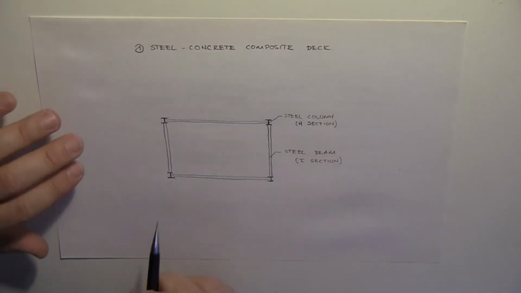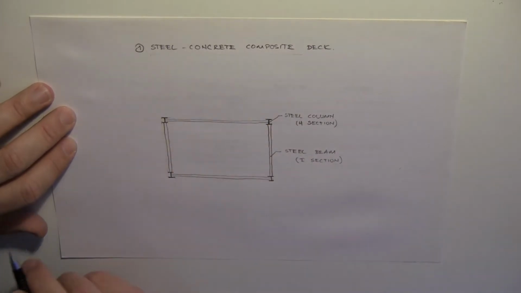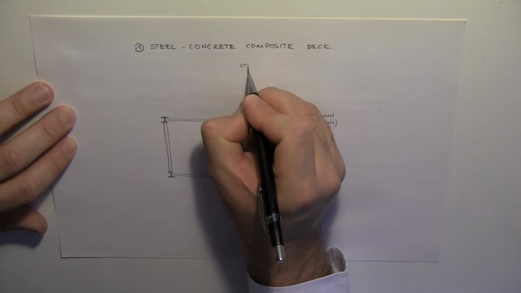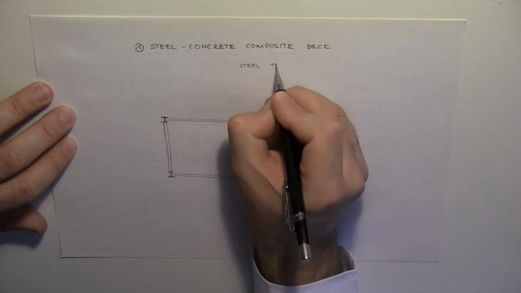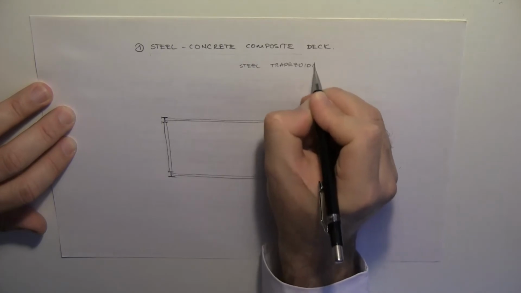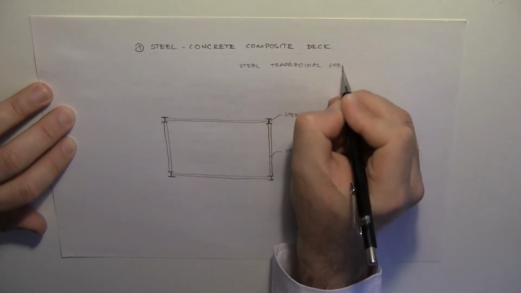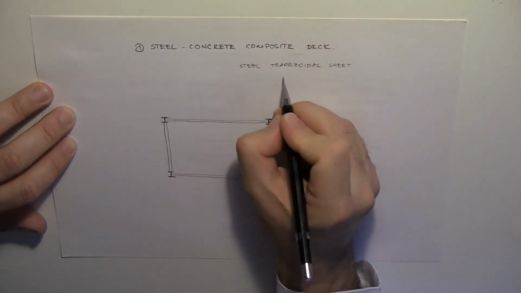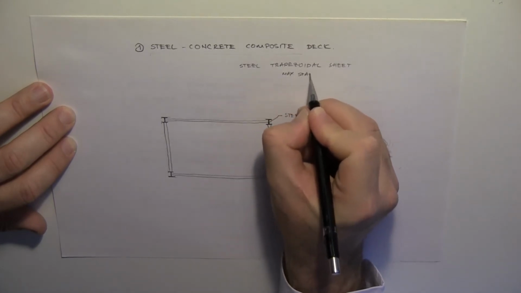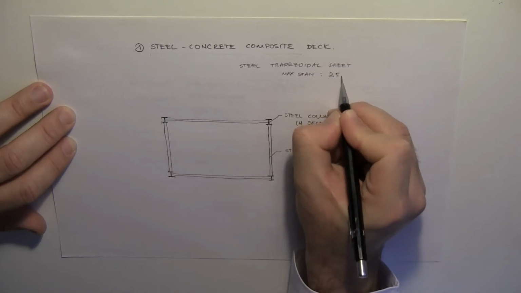Okay, and we want to have a steel concrete composite deck type of floor, which means that we need to use a steel trapezoidal sheet. Okay, and we know that they can pass a maximum span of 2.5 meters.